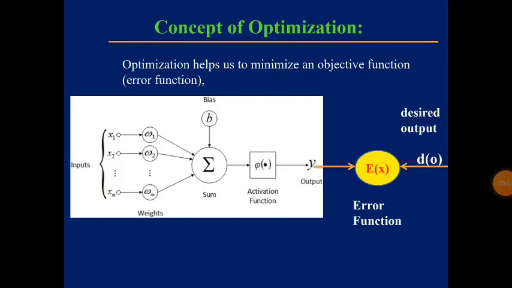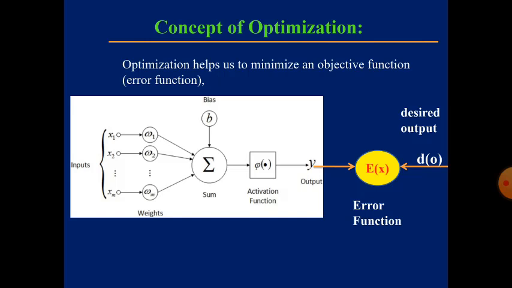Hi everyone. In this session, we will discuss the concept of optimization. So first of all, what is optimization? The name itself makes it clear that optimization is nothing but minimization. Minimization of what? Here, we are going to minimize the error function or objective function. Optimization helps us to minimize an error function, which is simply a mathematical function dependent on the model's internal parameters.